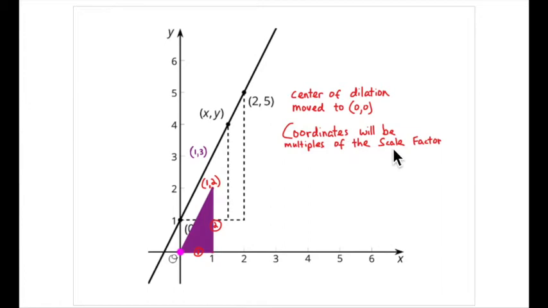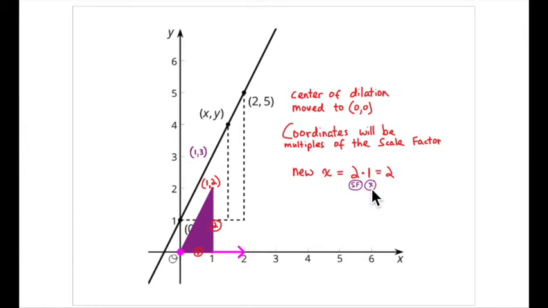Now the coordinates will be multiples of the scale factor. And so the new x value is going to be a multiple of the scale factor. If the scale factor is 2, then the x value, when it's scaled, is going to be 2 times whatever this x coordinate is. Well, the horizontal distance is 1 unit, so 2 times 1 is going to get you out to an x coordinate of 2. So the scale factor is 2.